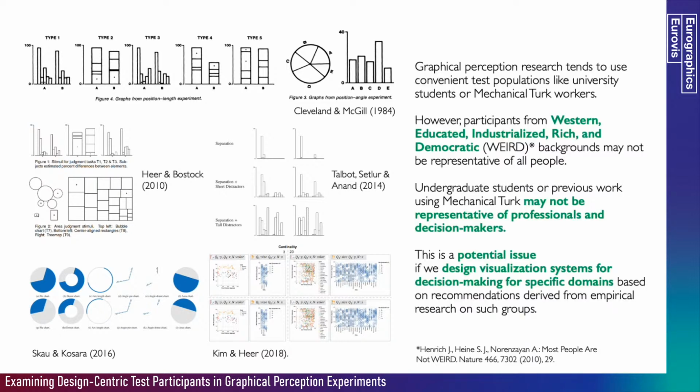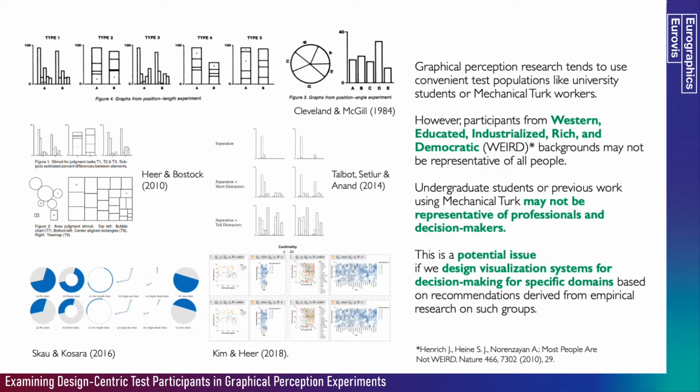Such studies tend to draw their test subjects from the researchers' university students or other convenient participant populations like MTurk. But this issue of test populations has been well documented and critiqued, especially in psychology, mainly under the label WEIRD. In short, people from Western, educated, industrialized, rich, and democratic backgrounds may not be representative of all people. And in the context of this research, undergraduate students or previous work on Mechanical Turk may not be representative of professionals and decision makers.